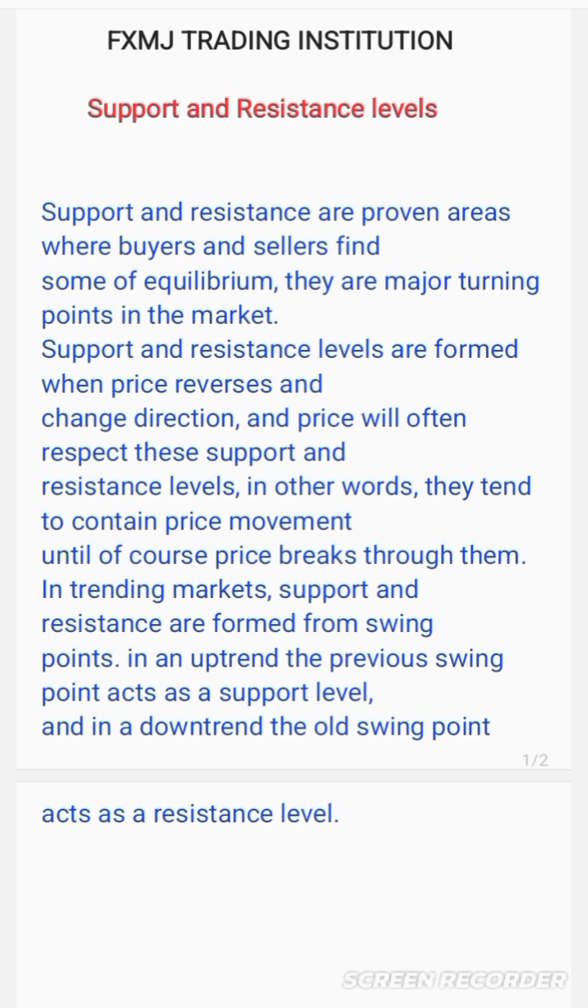In trending markets, support and resistance levels are formed from swing points. In an uptrend, the previous swing point is the support level, and in a downtrend, the old swing point acts as a resistance level. So it's vice versa here. Same thing I was explaining: your support can become your resistance, and your resistance can become your support. That's simple. So let's move through the charts.